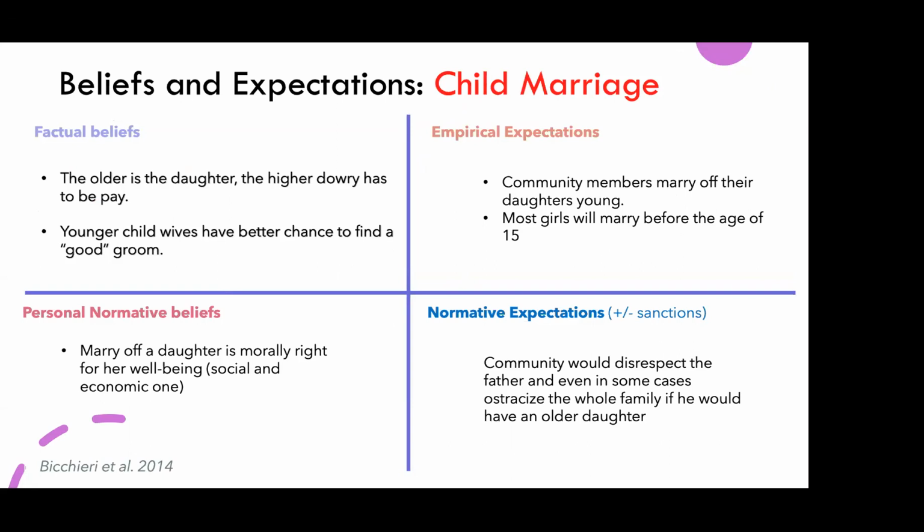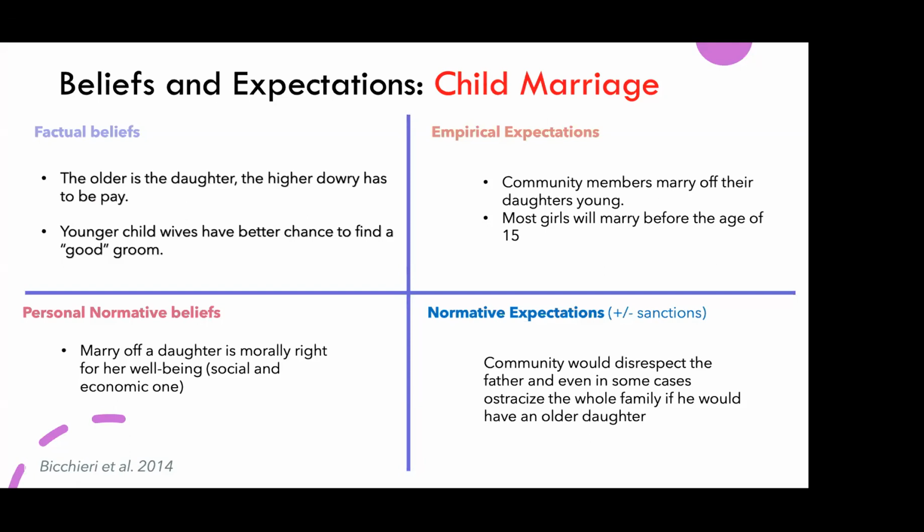So let's see a specific example. If we look at the child marriage problem, we can identify these problems through these beliefs and expectations. The factual beliefs will be general statements on the behavior. So it is true that in India, for example, the older the daughter, the higher the dowry that the family has to pay for marrying them off. Given that it's an economic transaction, and this economic transaction has a specific price, this is what happens. Because older daughters are less appreciated, the price for marrying them off increases.